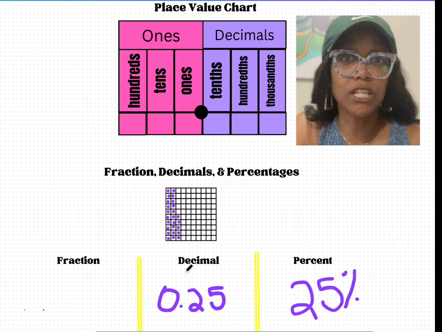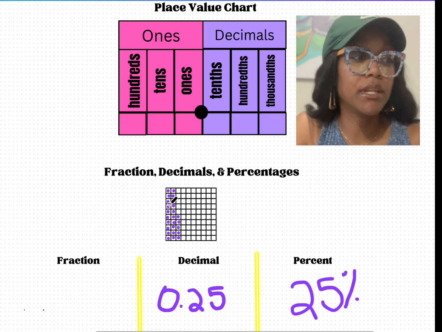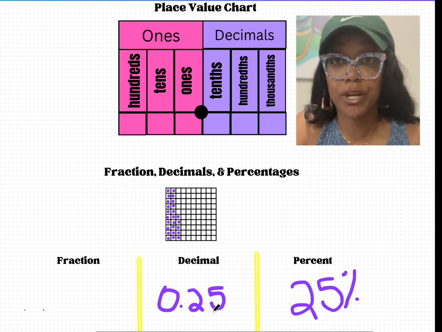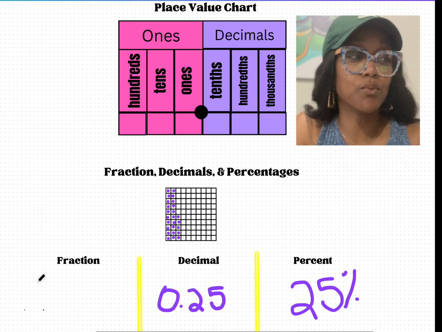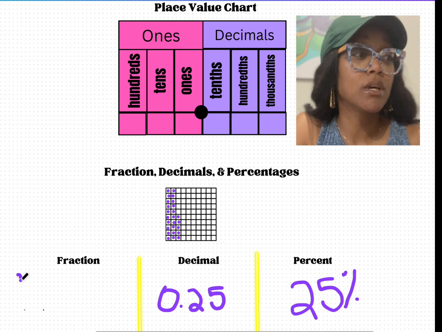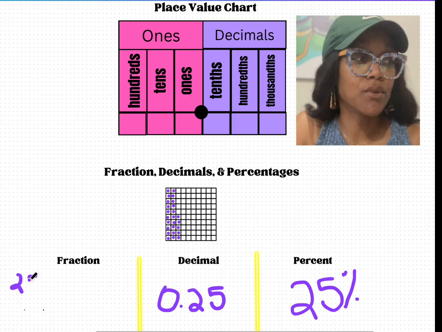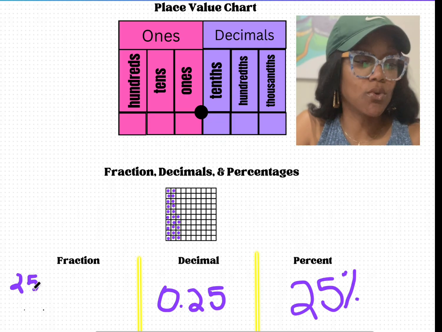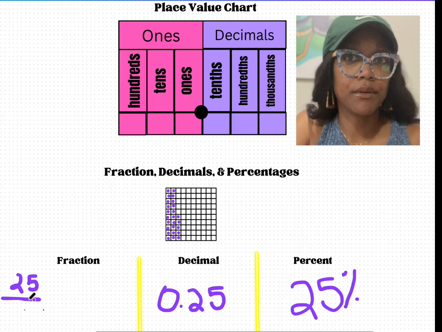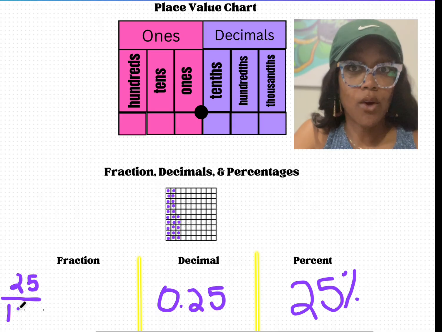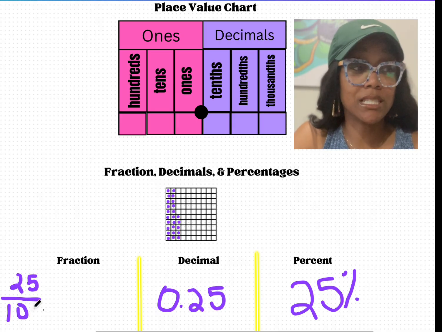Now to find the fraction, we have to see how many are shaded in out of the 100. Because we know we're going to use 100 as our denominator. So we have 25 shaded in, so 25 is our numerator. And then 100 is going to be our denominator. Now we know that 25 hundredths is not simplified.